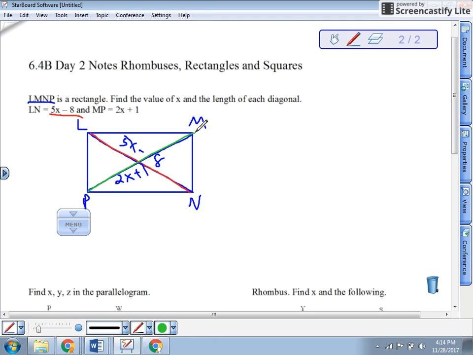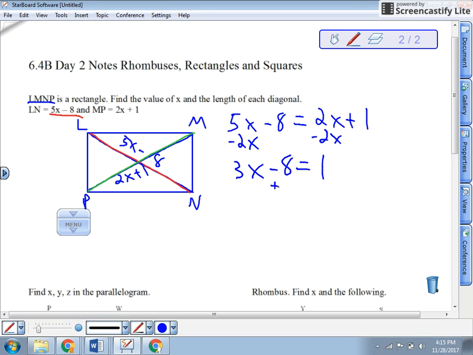Well, we're working with a rectangle and diagonals, and we know that its diagonals are equal. So you just set them equal and go. 5x minus 8 equals 2x plus 1. Subtract the 2x from each side. You guys are pretty good at solving equations. So 3x minus 8 equals 1. Add 8, and 3x equals 9. Divide each side by 3, so x equals 3. That's all I've got to do there.